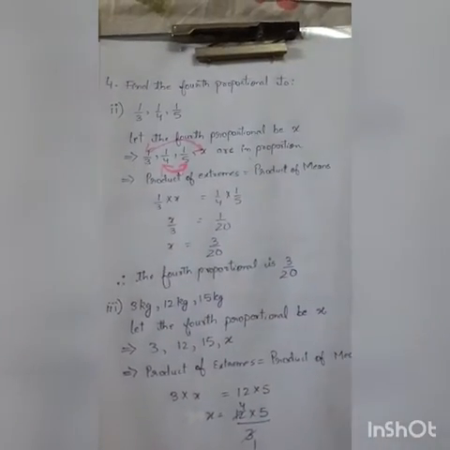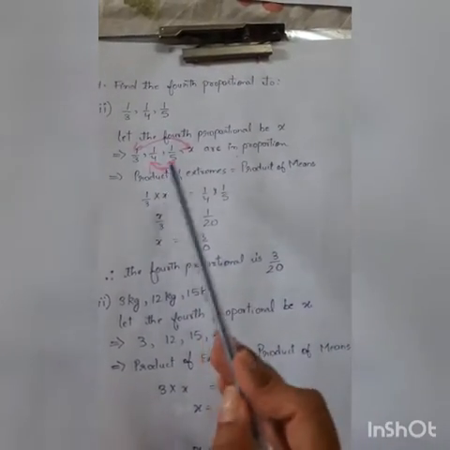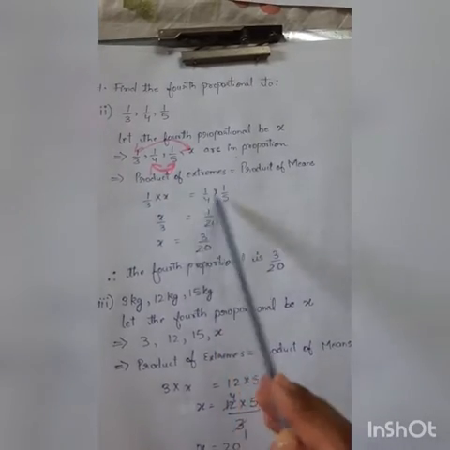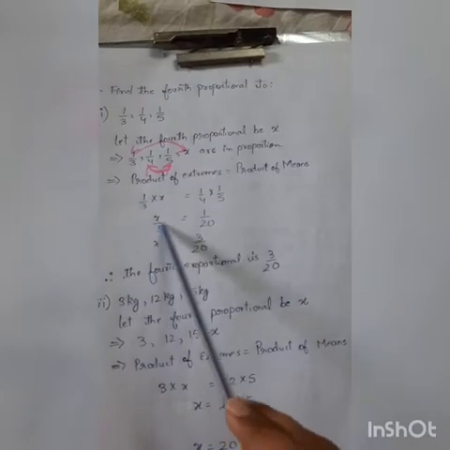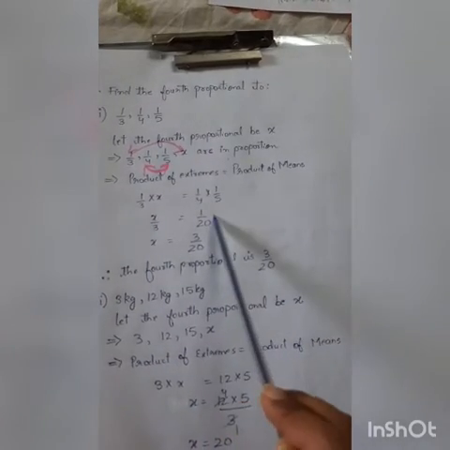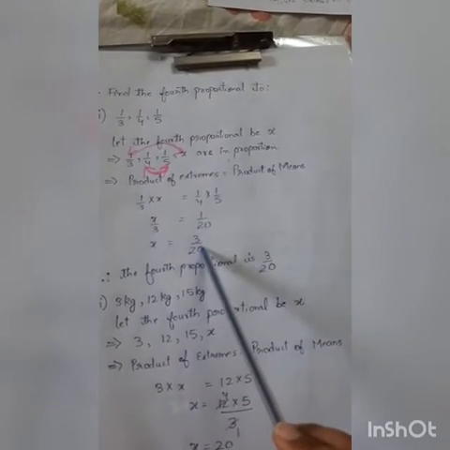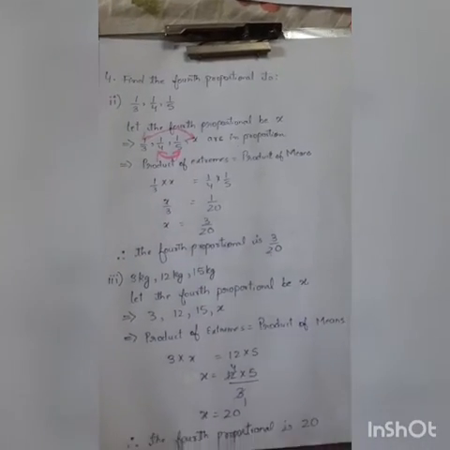So what is the product of extremes actually? 1 by 3 into x is equal to 1 by 4 into 1 by 5. x I have kept here only. This means x by 3 equals 1 by 20. This 3 is dividing with x, there it will go and multiply with 1 by 20. So answer came 3 by 20. So the fourth proportional is 3 by 20.